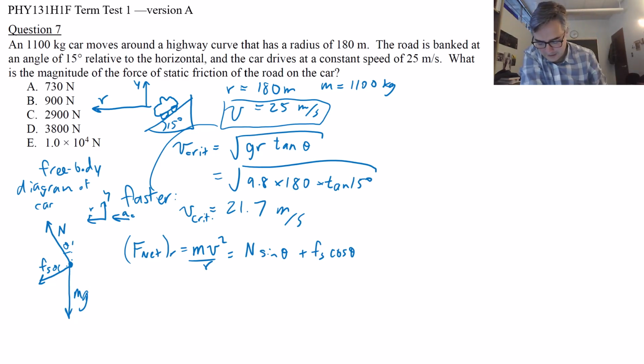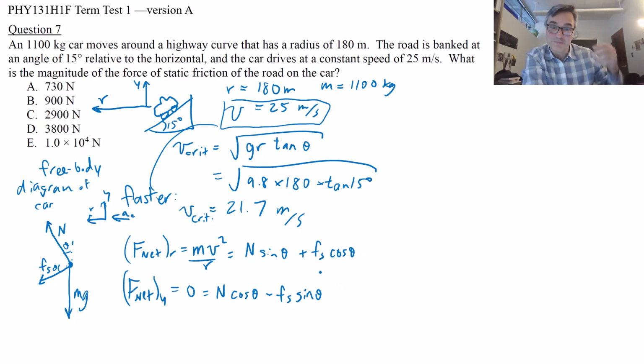Well, and the F net, this is a bit of a difficult question. In the y direction, which is 0, since you're not accelerating up or down, is going to be n times cos theta minus fs sine theta. Don't forget there's a friction component pointing down now, minus mg. So we can solve for n here and then plug it into there and solve for static friction.